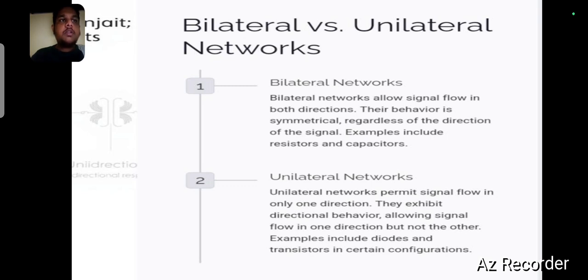Bilateral versus unilateral networks. Bilateral networks allow signal flow in both directions. Their behavior is symmetrical regardless of the direction of the signal. Examples include resistors and capacitors.